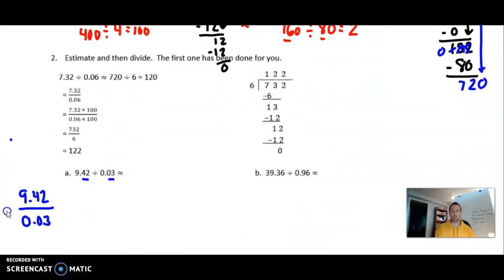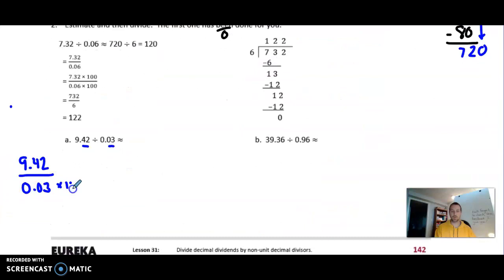Back to our problem here. I'm going to multiply by 100, and that's going to give us 3 wholes. If I multiply this one by 100, I have to multiply up here by 100 as well to make equivalent fractions. That's going to move all these 2 places to the left as well. That's going to give us 942. If you're not sure, put it on a place value chart. Draw your place value chart out if you need to. We get 942. What is this going to round to?